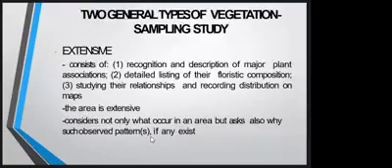So there are 2 general types of vegetation sampling study. First is extensive and intensive. So the first type, extensive, no, it consists of recognition and description, recognition and description of major plant associations.